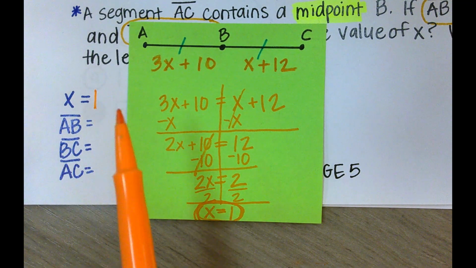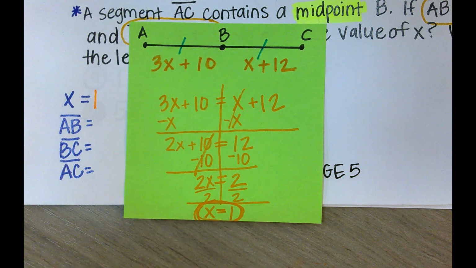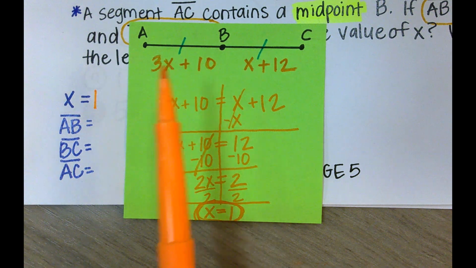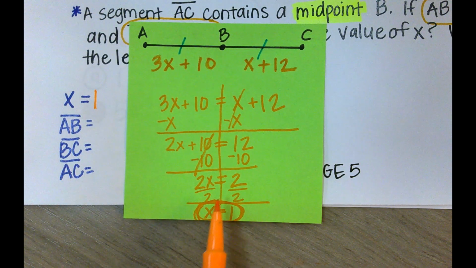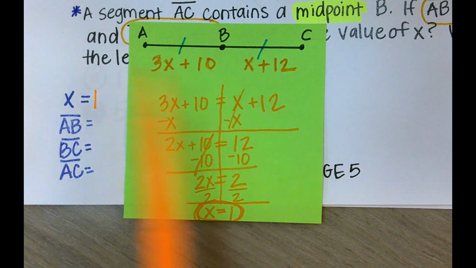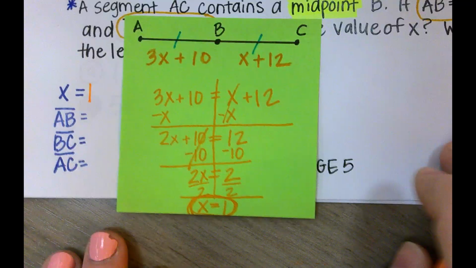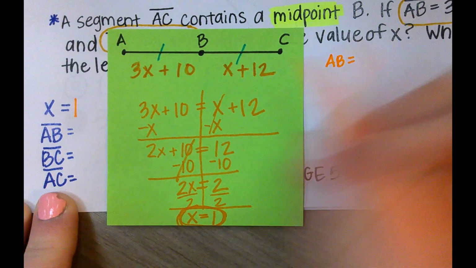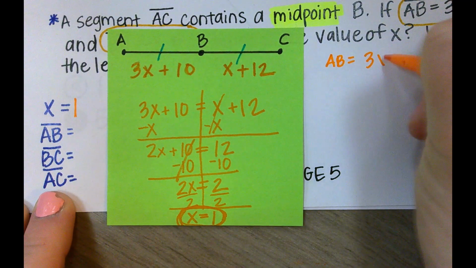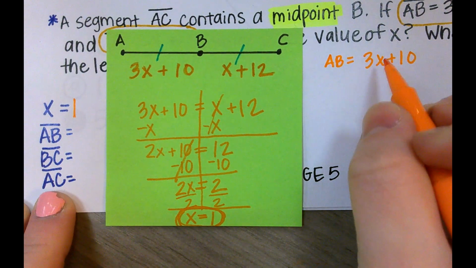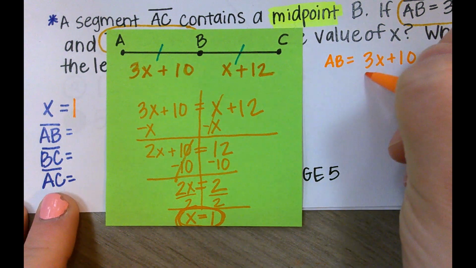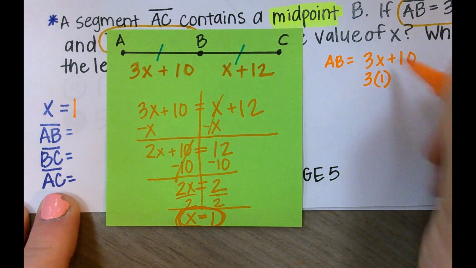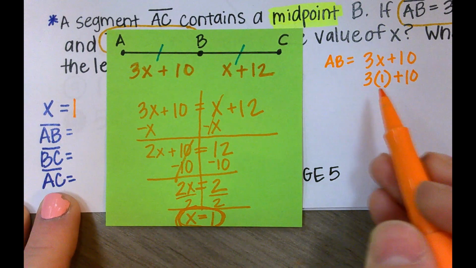AB is 3x plus 10. Now I know AB is 3x plus 10. How can I use 3x plus 10 and now I know x is 1? Can I use that to find the actual length of AB? Yes, we're going to plug the x in. So over to the side, now I'm going to find AB. I know AB is 3x plus 10, and x is 1. So let's just plug it in. 3 times 1 plus 10. You see what we did?